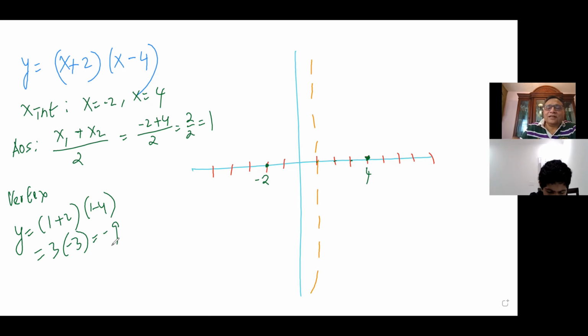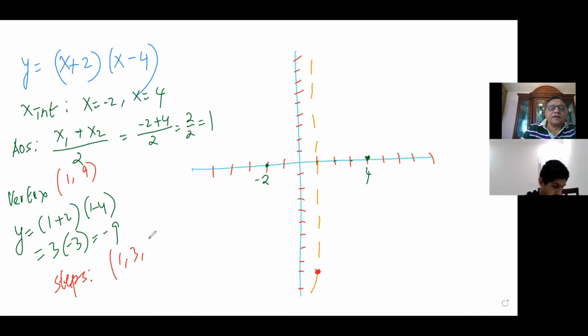Yeah. So let me just draw this scale now and go down with units like 1, 2, 3, 4, 5, 6, 7, 8, 9, 10, and there we go, 9. Is that okay? Okay, so we got the vertex here. Vertex is at 1, -9. It opens up. And now, what are the steps? Steps are 1, 3, 5, 7, right?